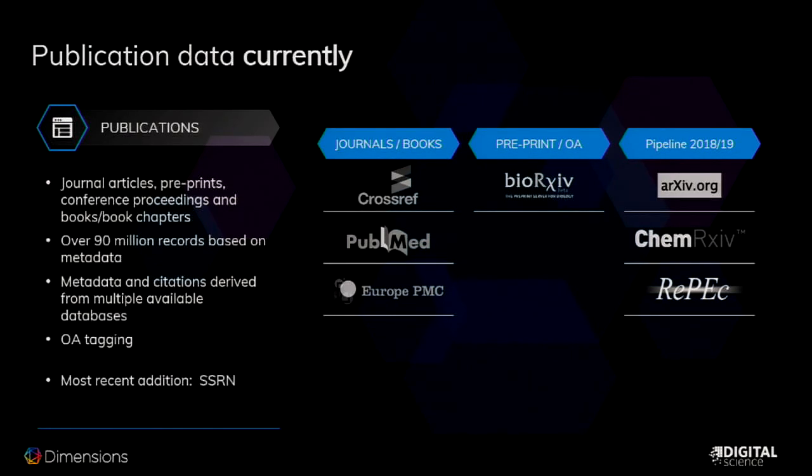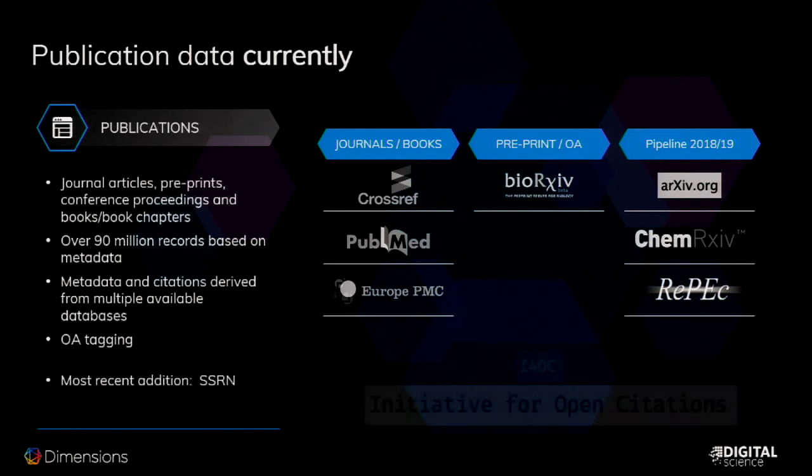So just a little overview of the data that's in Dimensions right now. We have over 90 million publications in our publication database. We have taken this from multiple sources and we continue to grow this database. Our most recent addition is SSRN publications. This includes journal articles, preprints, conference proceedings, books, and book chapters. And we also plan on adding a lot more preprint services down the line.